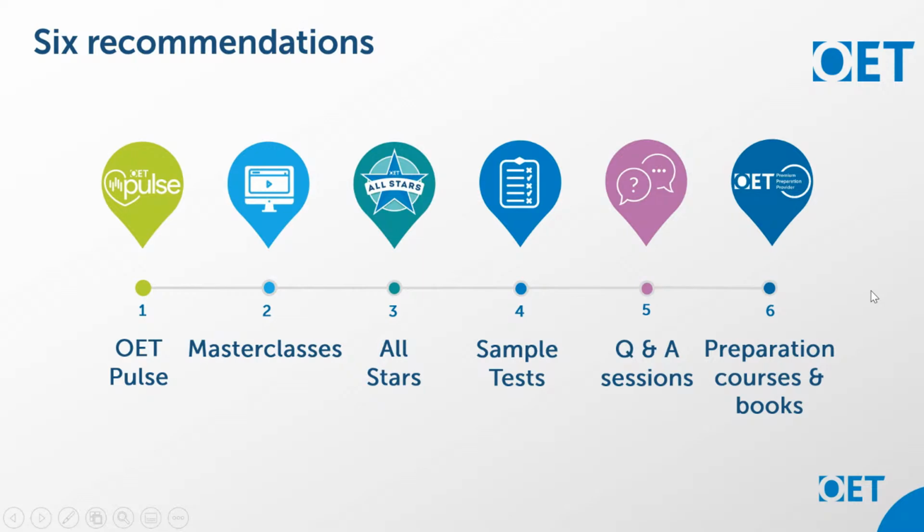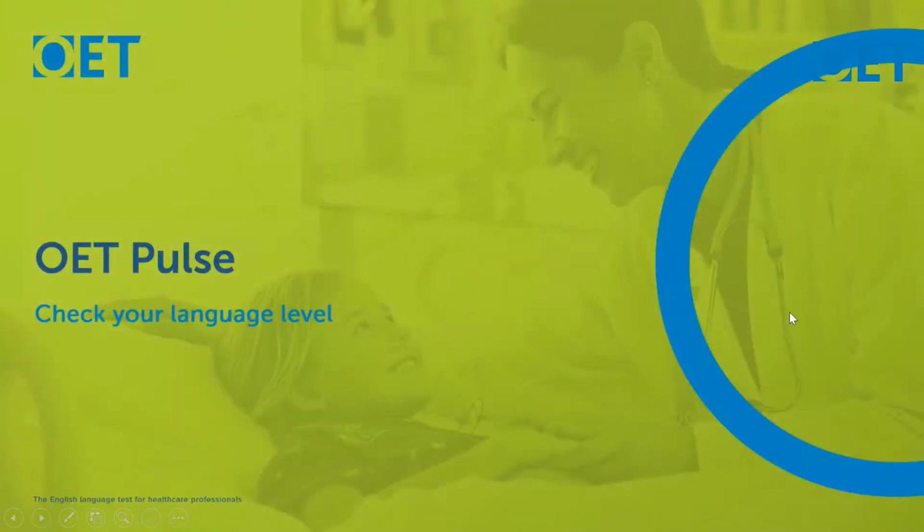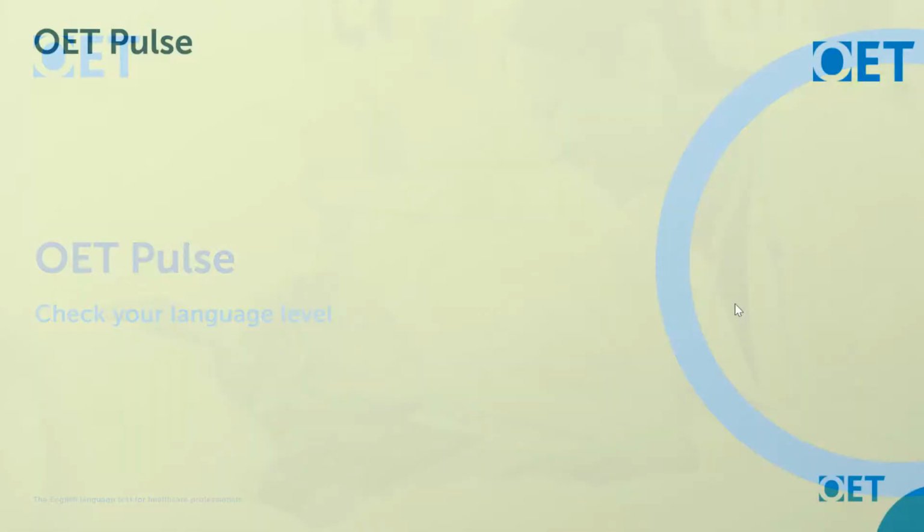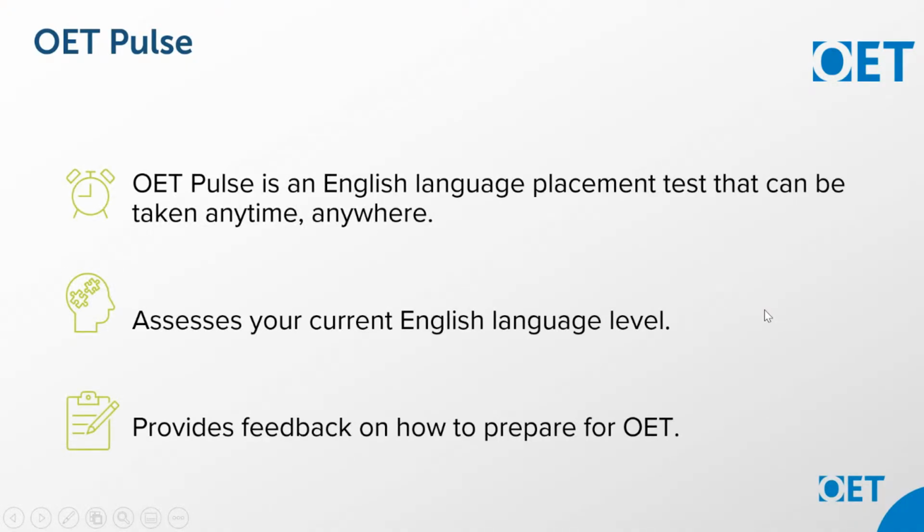So first up, for an idea of your current level, we introduced this short test earlier this year called OET Pulse. And it's basically a health check for your language skills. It's a placement test that can be taken anytime, anywhere. You can take it on any device as well. And it assesses your current English language level and provides feedback on how to prepare for OET. So OET Pulse and OET are different things. OET Pulse is this short placement test assessing your current level and giving feedback about OET preparation.